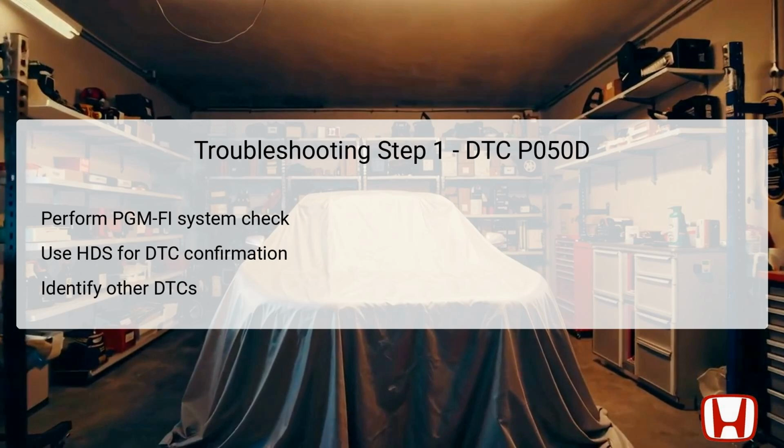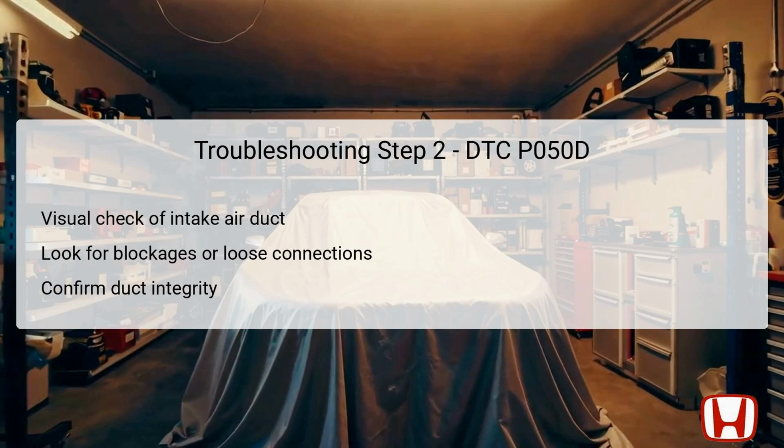If additional DTCs are indicated, these should be addressed first, as they may provide insight into underlying issues. If no other DTCs are present, proceed to the next step in the diagnostic process. This initial check is vital, as it lays the groundwork for understanding whether the P050D code stands alone or correlates with other issues affecting vehicle performance.